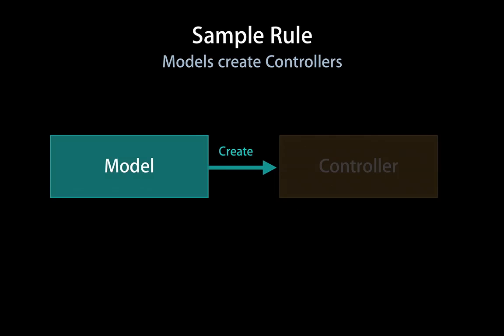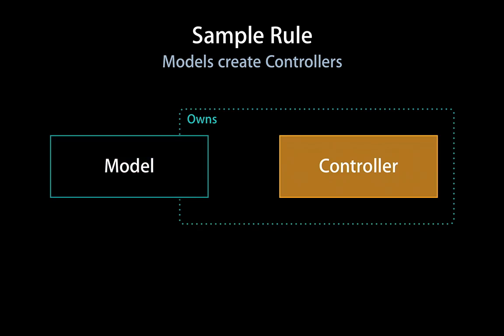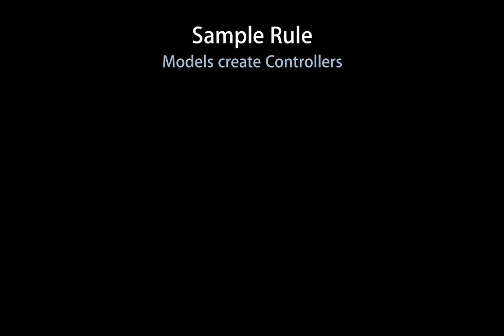And so here's a closer look at one of those sample rules. Again, this idea that the model might create a controller, and then the model owns that controller. So when it comes time for the model to go away, they both need to go away at the same time. That controller is not going to be around, perhaps with dangling pointers back to the model, if the model is to go away. Everything goes away.